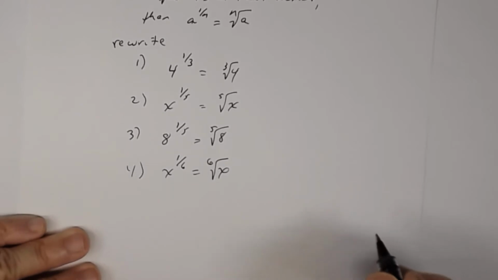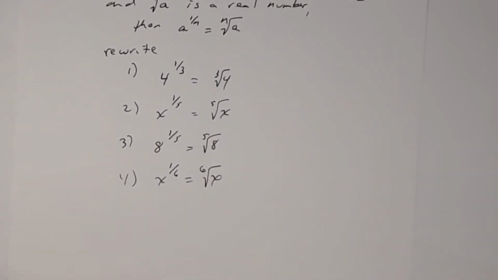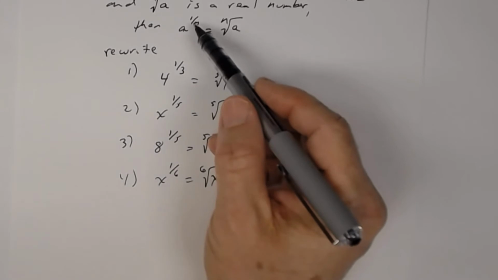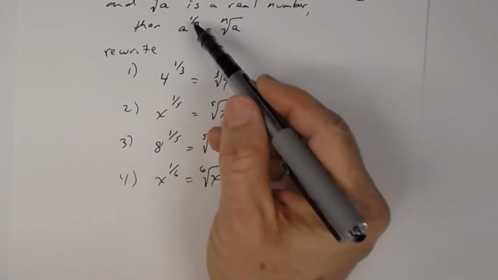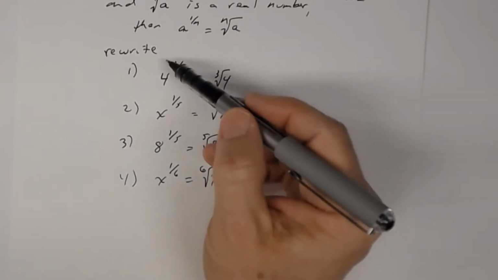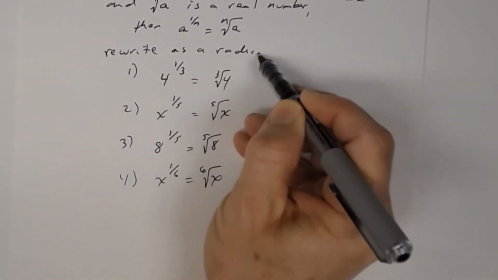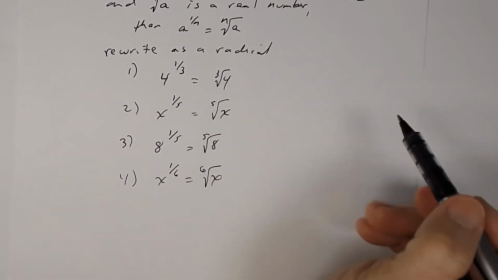So that's important you see that. All right, so that's what this is. Okay? Now you should understand a little bit better what it means to have the exponent being 1 divided by n. So you can always write it as a radical. So rewrite as a radical.